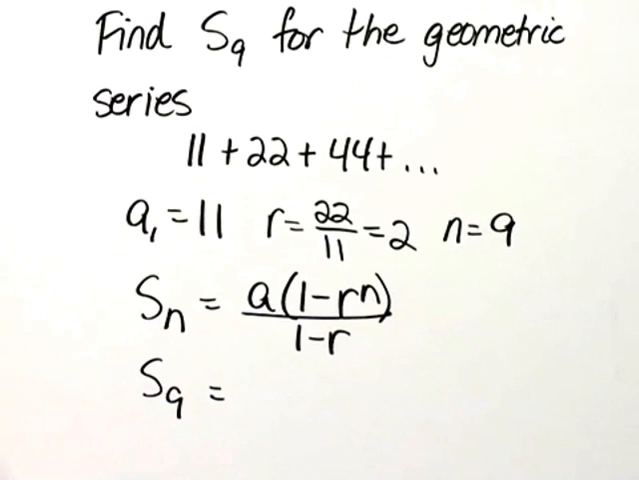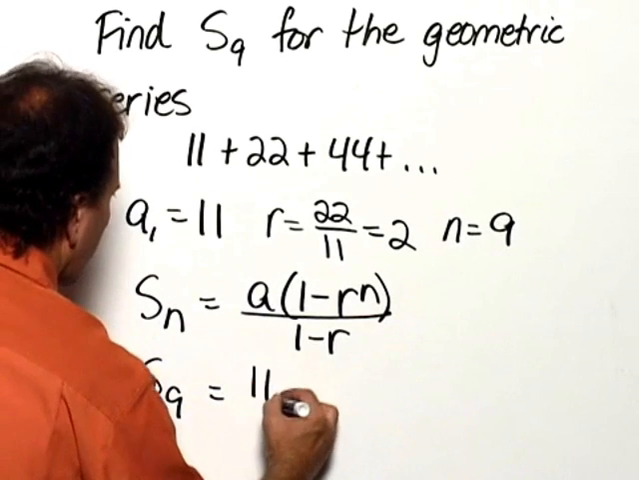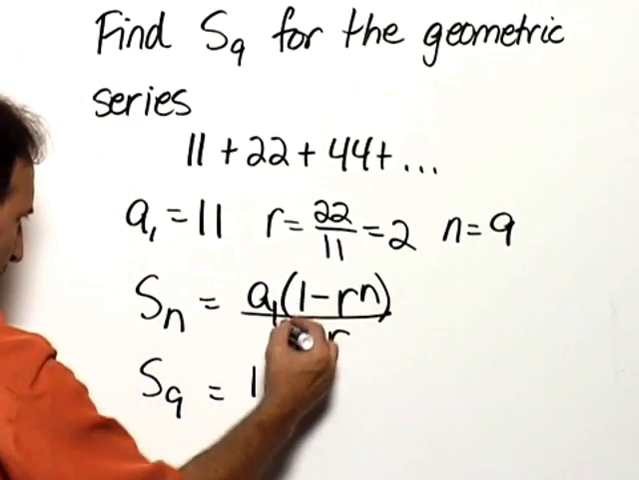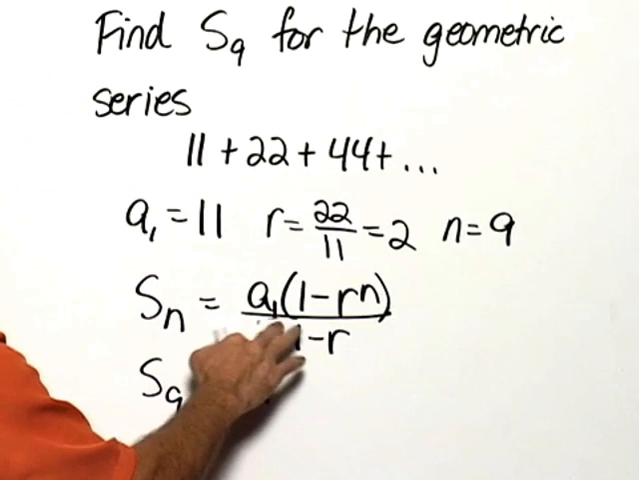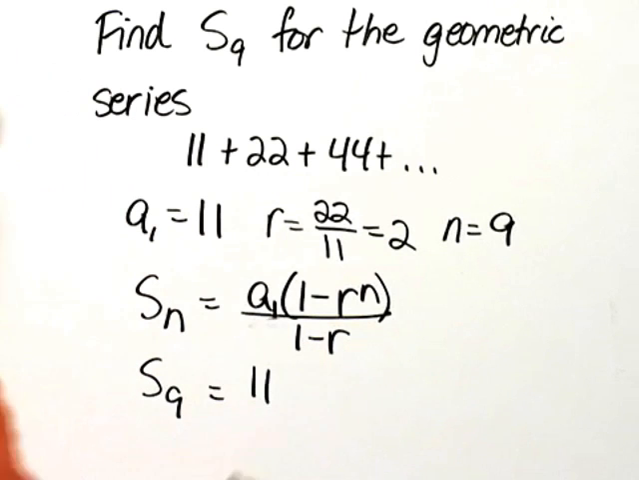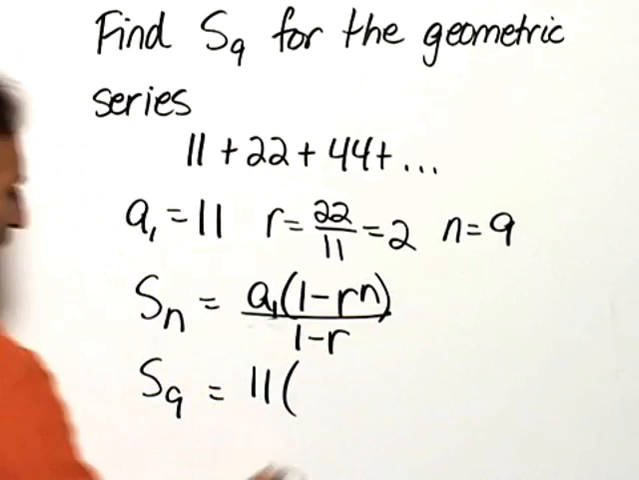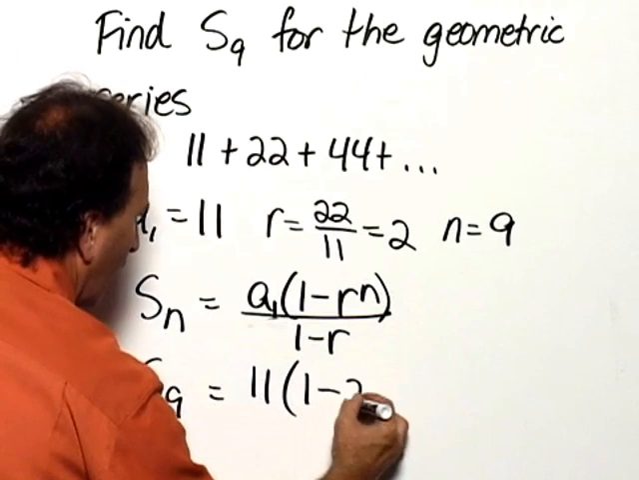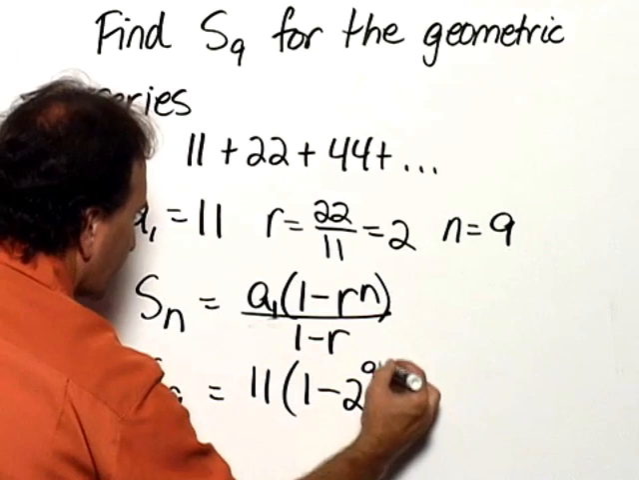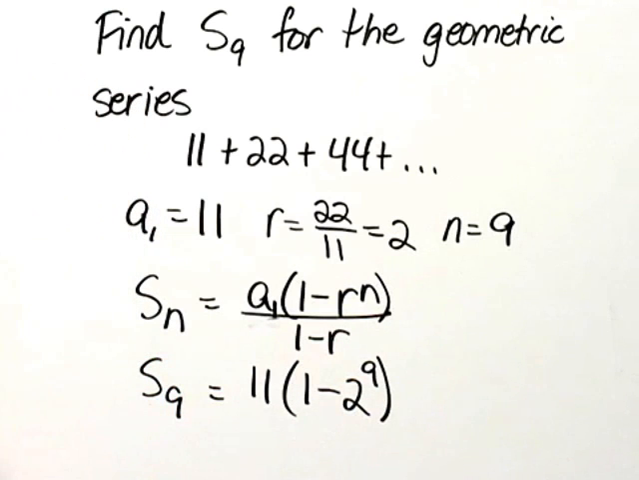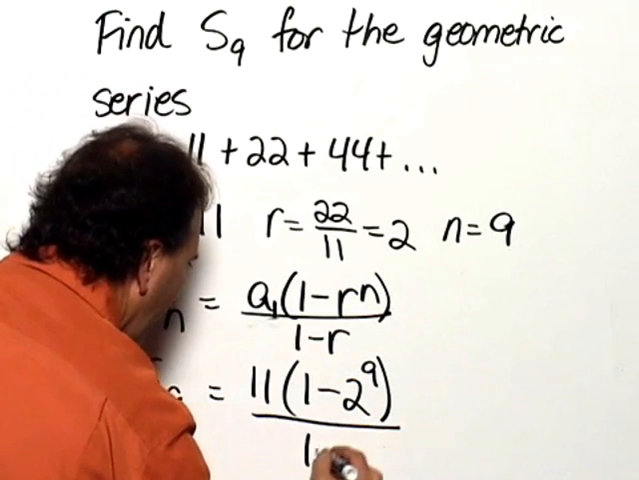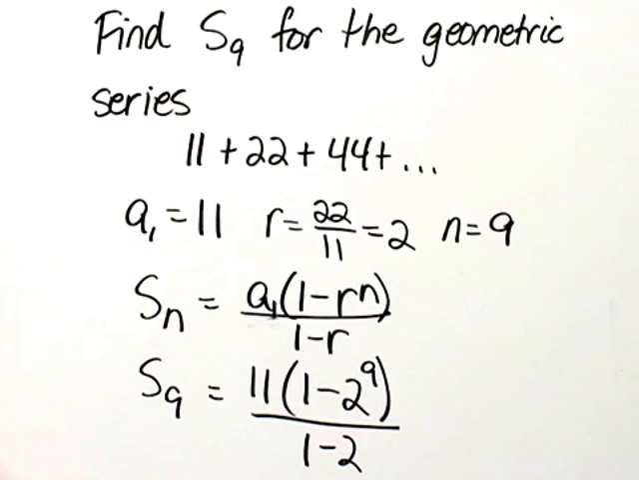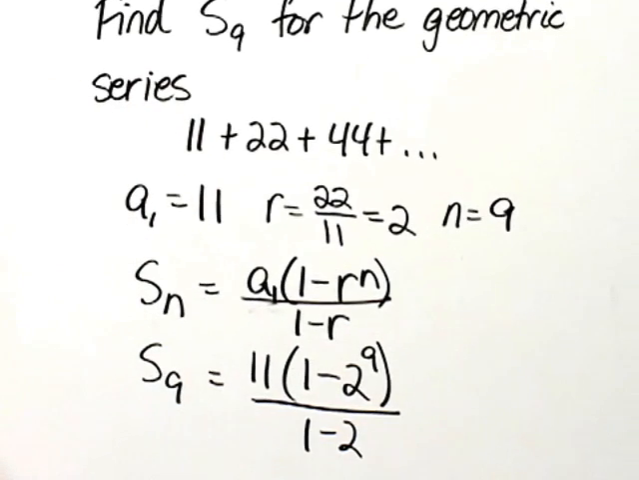So S sub 9 is equal to, I'm sorry, this is the first term. I forgot my a sub 1 there. The first term is 11. Then we multiply that times 1 minus r, which is 2, raised to the n, which in this case is 9. And we're going to divide all of that by 1 minus r, which is 1 minus 2.